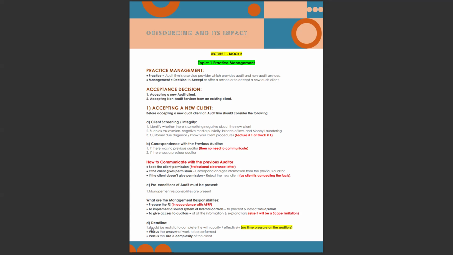The deadline. Deadline should be realistic to complete the audit with quality effectively, means no time pressure on the auditor from the management. Deadline should be considered versus the amount of the work to be performed versus the size and complexity of the client, means the deadline should be realistic in order to ensure the amount of audit work can be performed in the given time frame. Also, the complexity and size of the client should be considered. If the client is listed, then of course we need more time to perform our work.